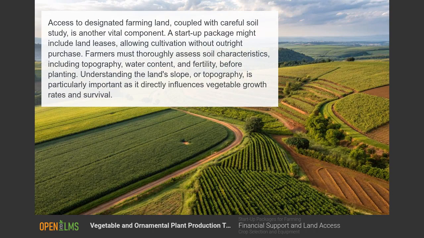Access to designated farming land, coupled with careful soil study, is another vital component. A startup package might include land leases, allowing cultivation without outright purchase. Farmers must thoroughly assess soil characteristics, including topography, water content, and fertility, before planting. Understanding the land's slope or topography is particularly important as it directly influences vegetable growth rates and survival.